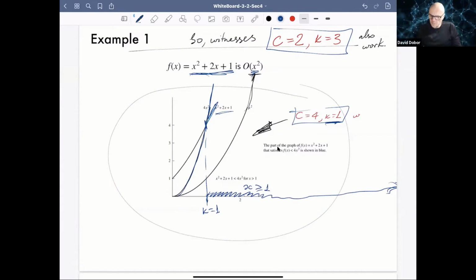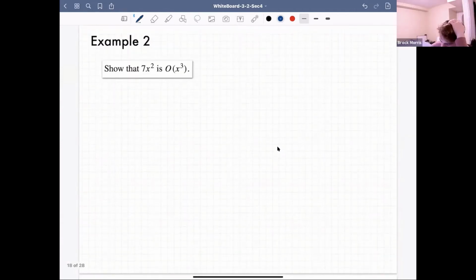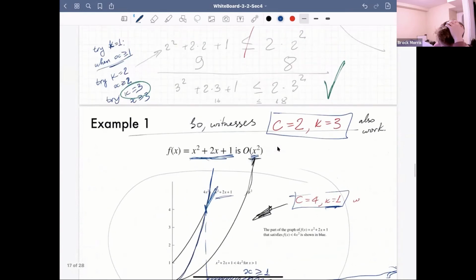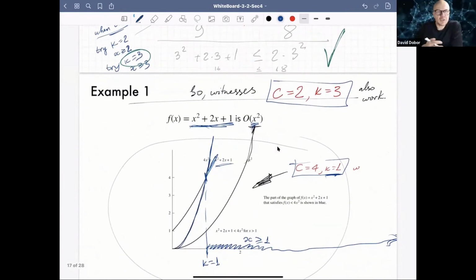Okay, now let's do more examples. I have a question about the previous one. It's just a coincidence that the c's and the k's look like they're related by 2, right? Yes, there's no supposed relation.